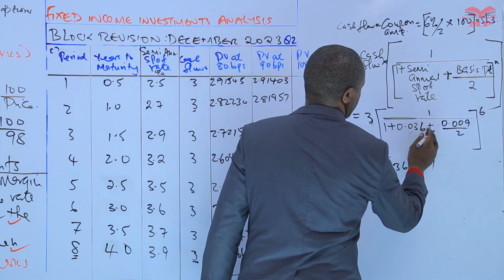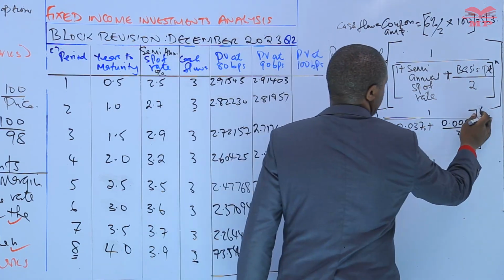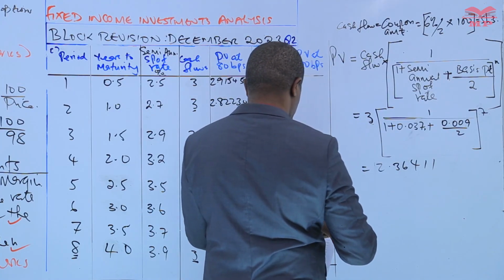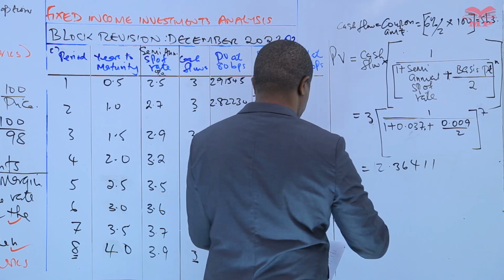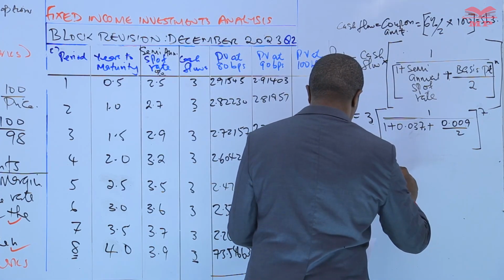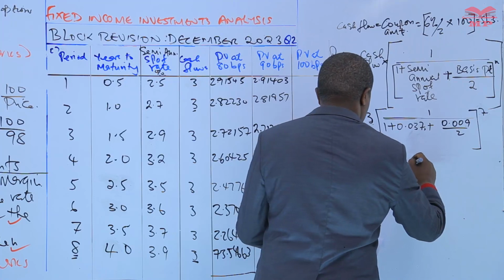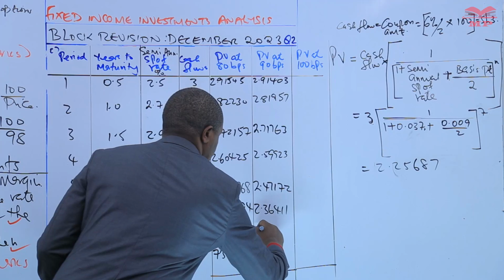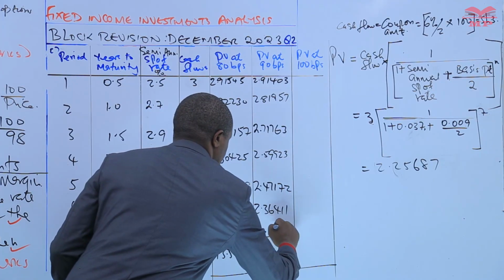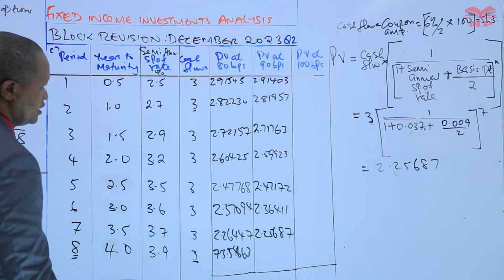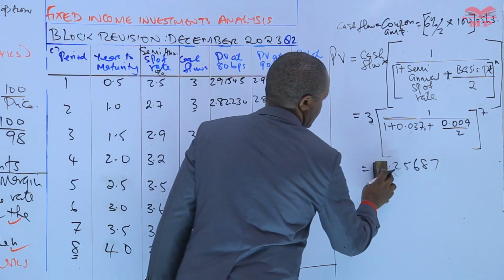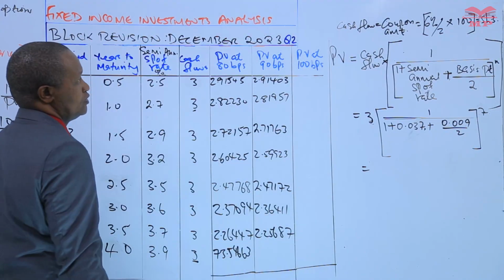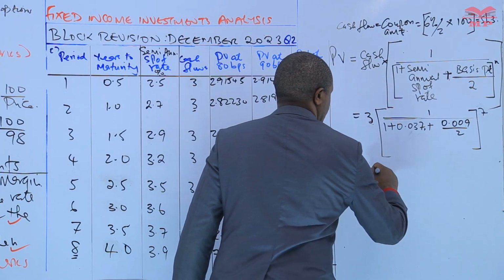Year 7, semi-annual spot rate for period 7 is 3.7. Change this to 3.7. The period is 7. The present value for year 7 will be 2.25687.